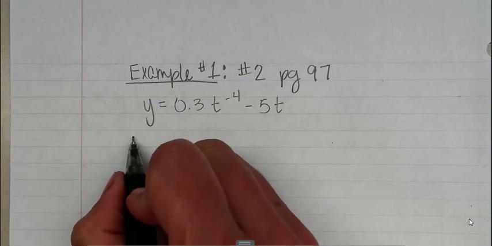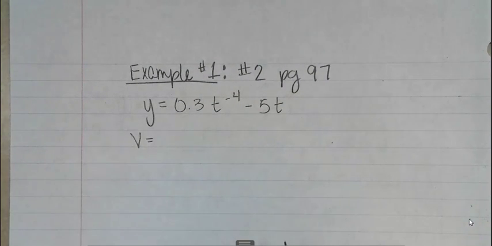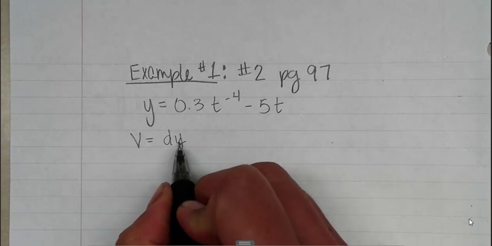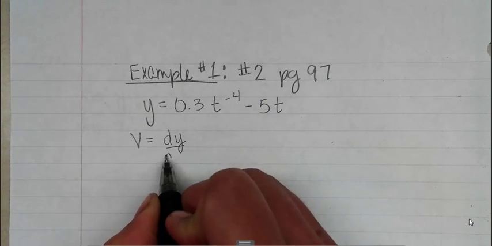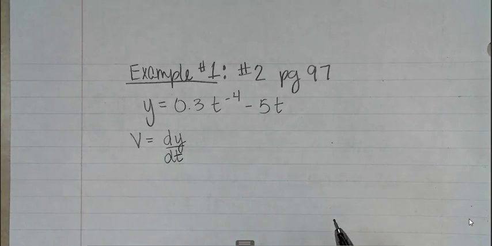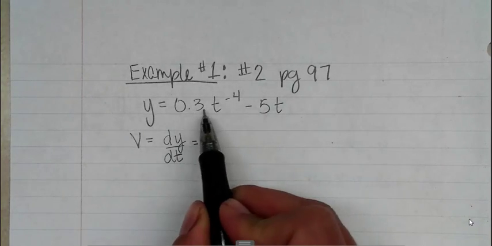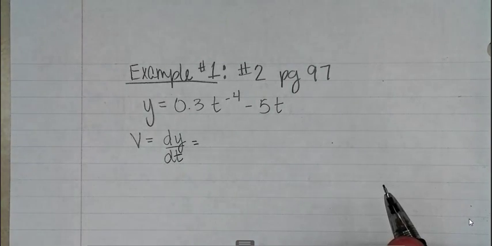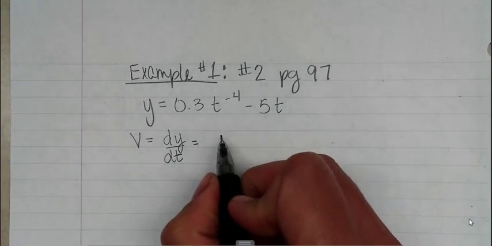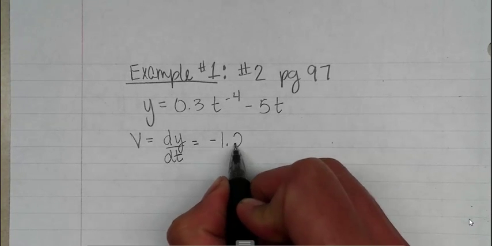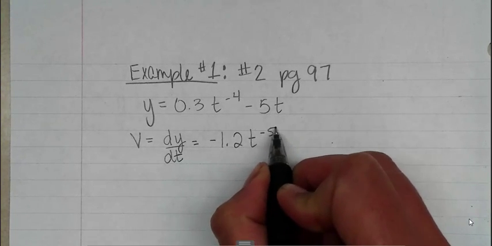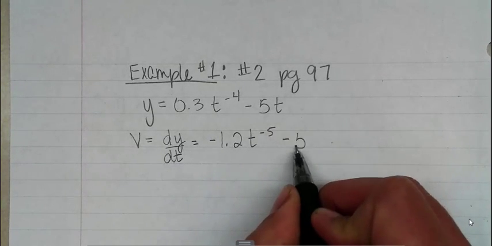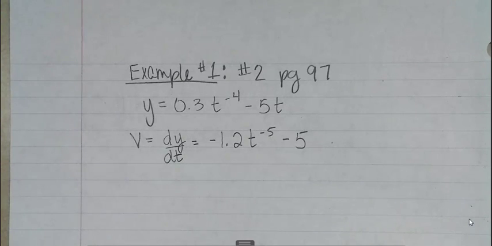All right, so my velocity is the first derivative. So it's basically the derivative of y with respect to my input, which is time. Okay, and that is going to be, now I just basically do the power rule, because that's really all you guys know right now. So I'm going to have negative 1.2 t to the negative fifth minus, and then taking the derivative of that, minus 5. So that's your velocity function.